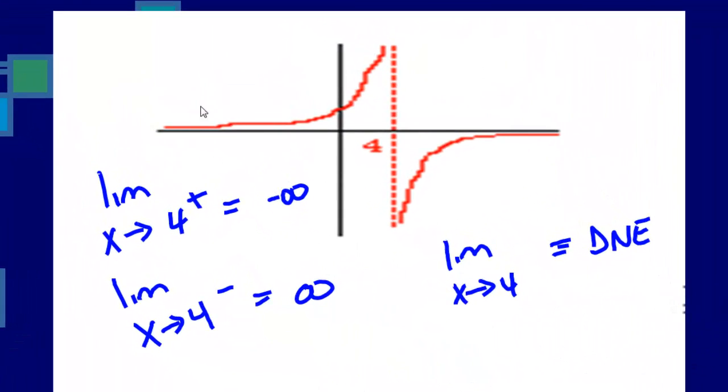In this function here, as we approach x equals 4 from the left-hand side, from the negative side, the function is approaching positive infinity. As we approach positive 4 from the positive side, the function gets smaller and smaller. So it's heading towards negative infinity as we approach 4 from the positive side. It's heading towards positive infinity as we approach 4 from the negative side. Therefore, since it's two different values, the limit does not exist.